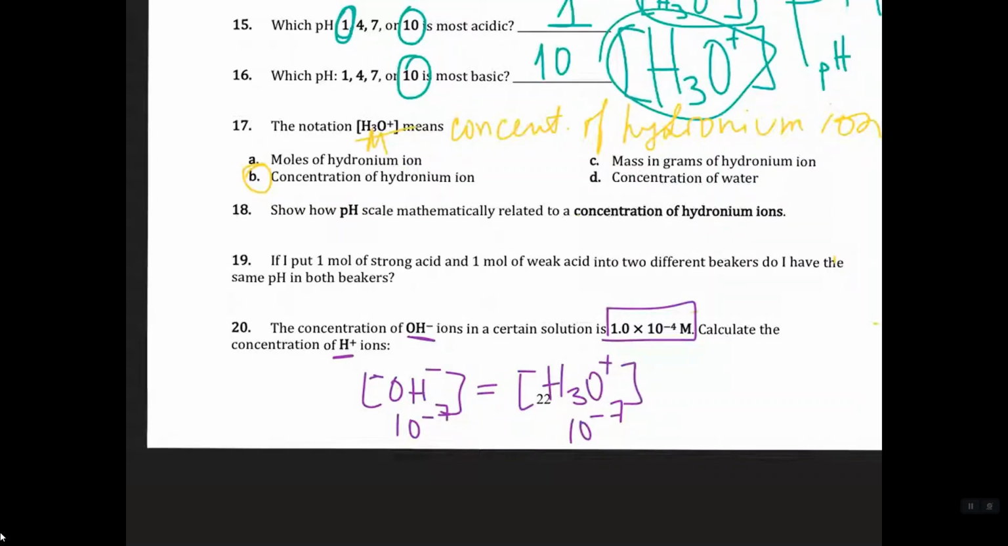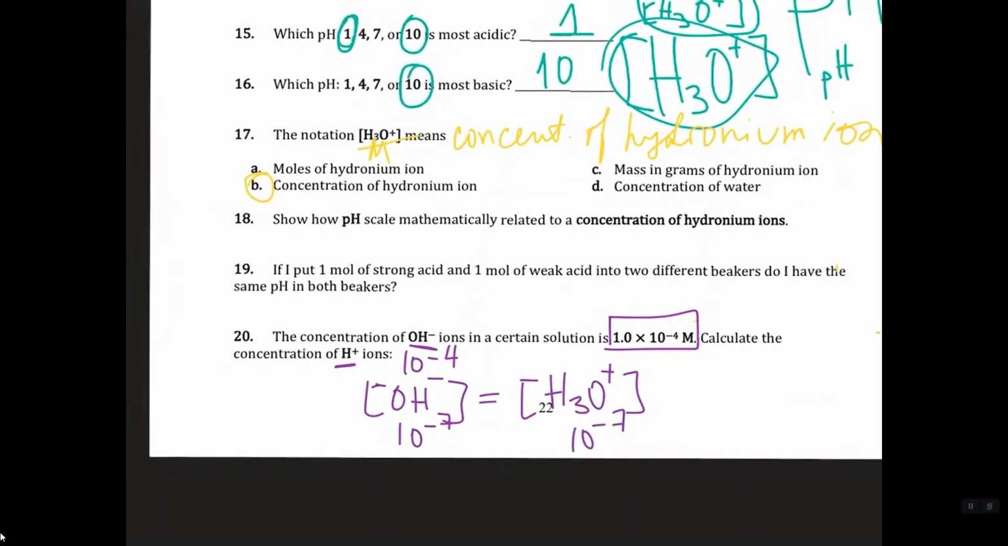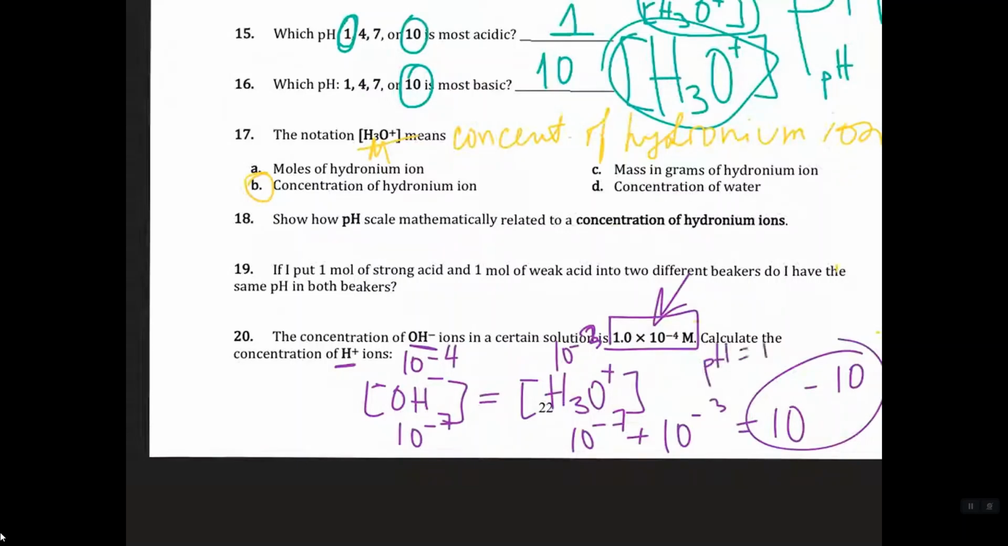So if my concentration of hydroxide ion is 10 to the negative 4, which I know because of this, right? Then the difference between them, this negative 3, has to be added here. That's the difference. And that's going to be 10 to the negative 10, right? And at 10 to the negative 10, pH is going to be 10. So this is my answer in terms of concentration. That's if I need to convert it to the pH.